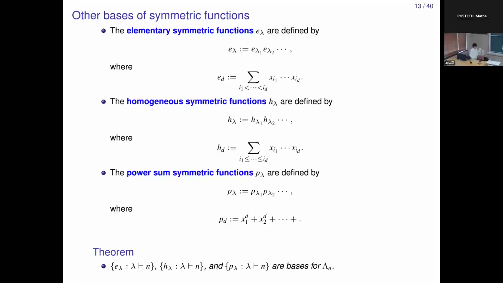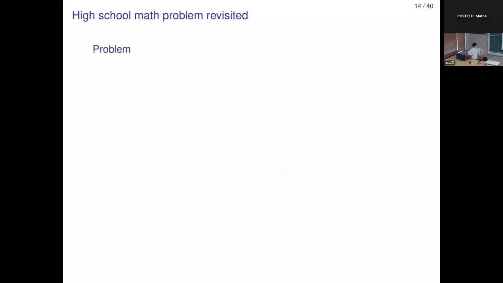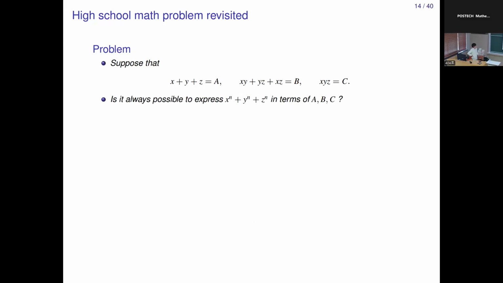So far we have seen 4 bases of the symmetric function space. Now I can answer the question that I raised at the beginning. So we had this problem: can we express this in terms of A, B, and C? Now we're going to consider this symmetric function space, but I'm going to substitute these variables to be x, y, z, and zeros. So we have only 3 variables now. And obviously, this is a symmetric function in this space.